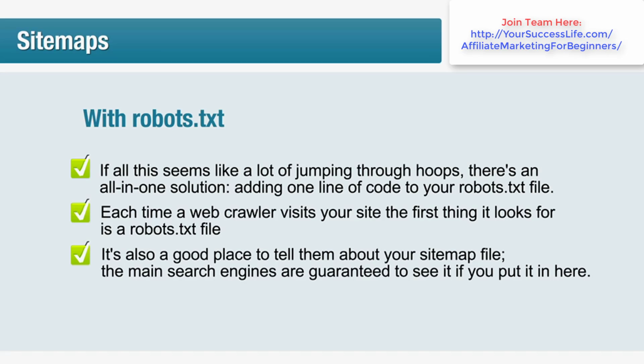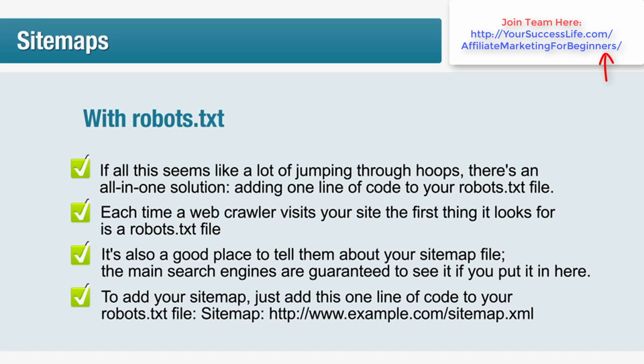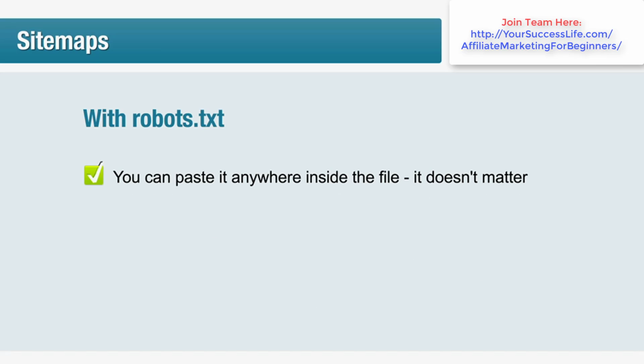The main search engines are guaranteed to see it if you put it in there. To add your sitemap, just add this one line of code to your robots.txt file. You can paste it anywhere inside the file. It actually doesn't matter. Of course, replace the example address with the address of your actual sitemap. Make sure it's a full URL, including the HTTP and your domain name, just like in the example above.